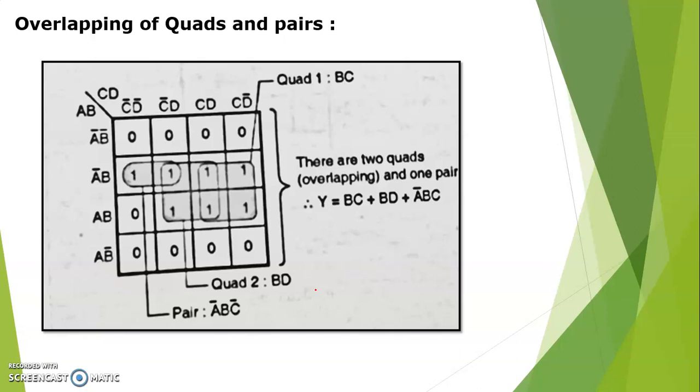So you will get a simplification, that is Y equals to BC plus BD plus A bar BC. So you have to do the simplification. First you have to do the 4. So you have to consider this 4 chord 1. So what output will you get for this chord 1, then for the chord 2, and then you have to attach with the chord 1, chord 2 and pair, and see what will be eliminated. On that basis you will get BC plus BD plus A bar BC. So this is the overlapping method for chords and pairs.